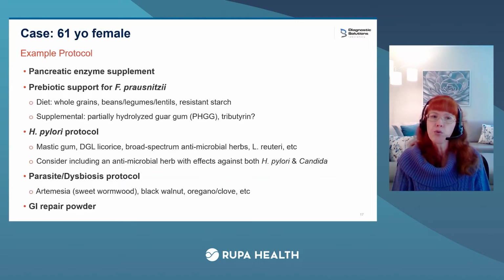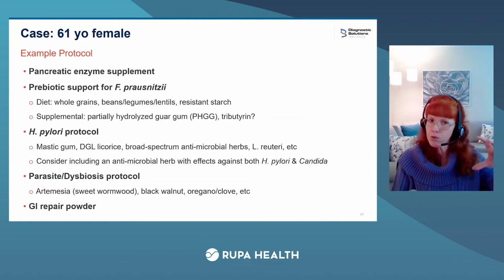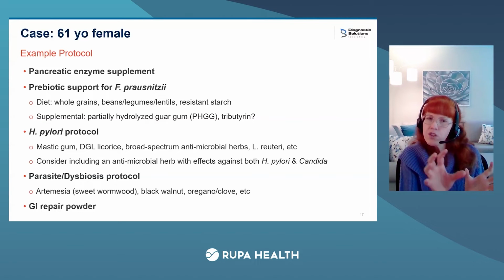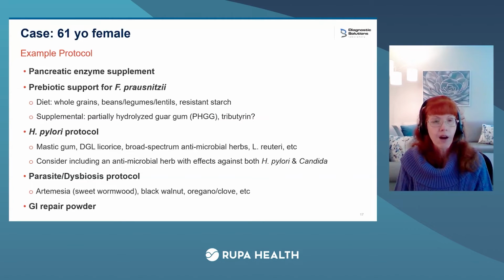Then we want to think about the prebiotic support for Faecalibacterium prausnitzii. Now, this may be staged a little bit. So we may start with diet and then build upon that and then start to bring in some of the supplements. I don't necessarily do this all at once because, again, we're doing some killing protocols. So, I mean, we already have a bunch of supplements there. So maybe we start with diet here and then again build from that. Now, with the diet, we look at what does Faecalibacterium prausnitzii like to eat? It likes whole grains, beans, legumes, and lentils, and resistant starch. So let's bring in more of those.